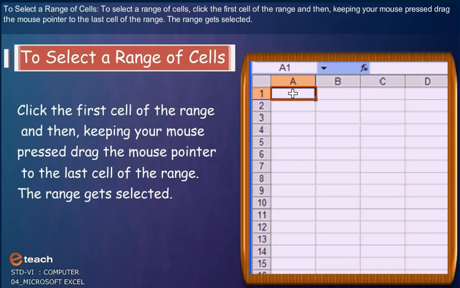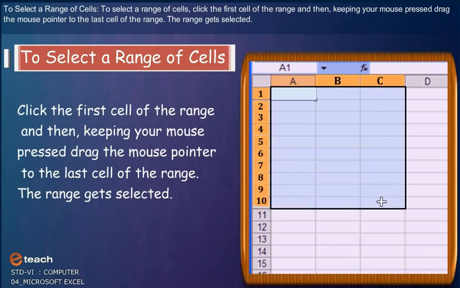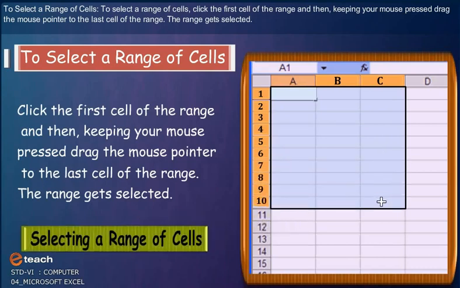To select a range of cells, click the first cell of the range and then, keeping your mouse pressed, drag the mouse pointer to the last cell of the range. The range gets selected.